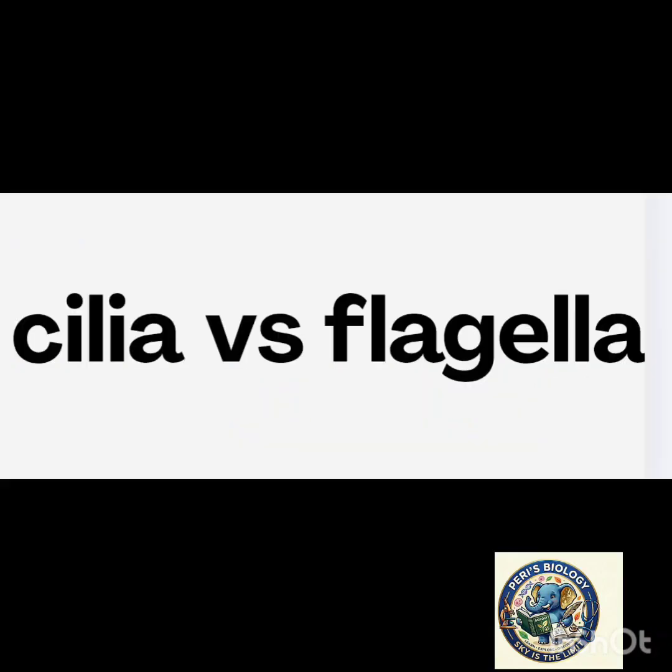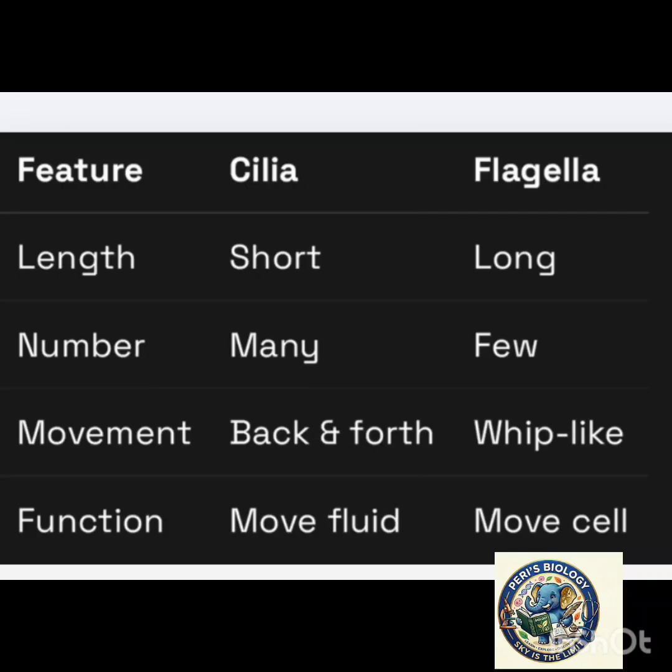Difference between cilia and flagella. The length of the cilia is short whereas flagella is long. Cilia is more in number whereas flagella is very few in number. Cilia shows back and forth movement whereas flagella shows whip-like movement. Function: cilia moves fluids and mucus over surface of the cell whereas flagella moves entire cell from one place to another.